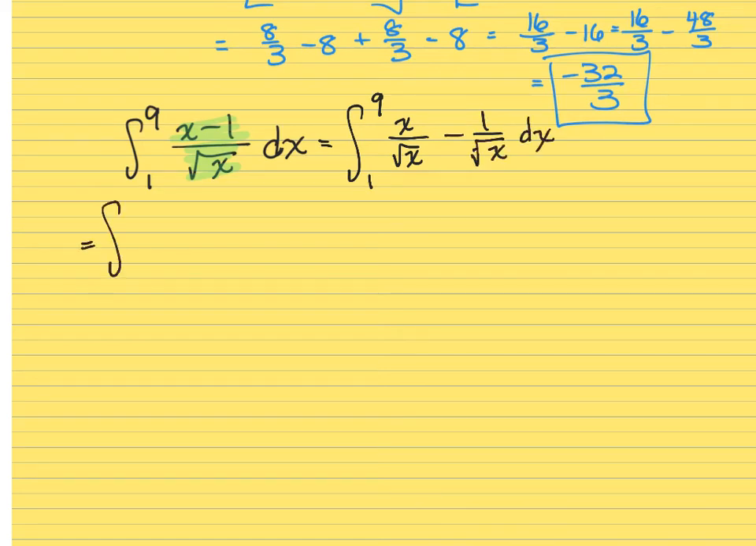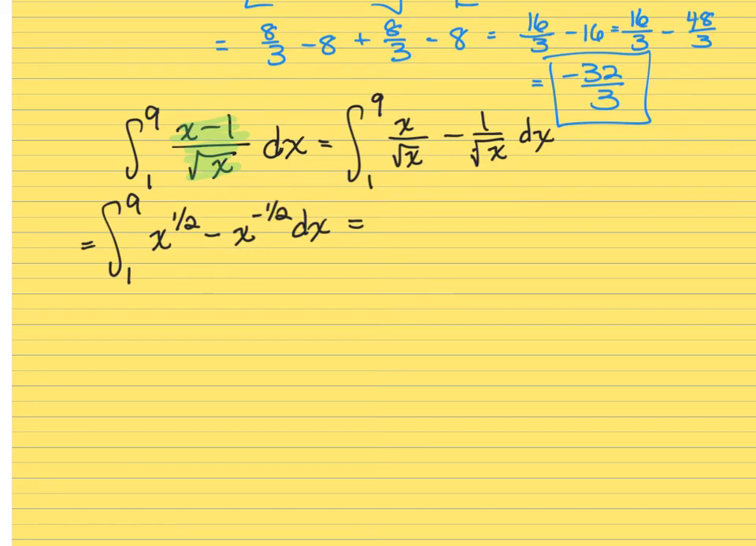Still haven't done any calculus. This is all just algebra. x over square root of x is x to the 1/2, minus 1 over square root of x is x to the minus 1/2, dx. Now we're ready to use, remember, the only rule we really have outside of our definitions, the only rule we have for finding antiderivatives is the power rule. And so we have to make all of this change so that it fits the power rule.